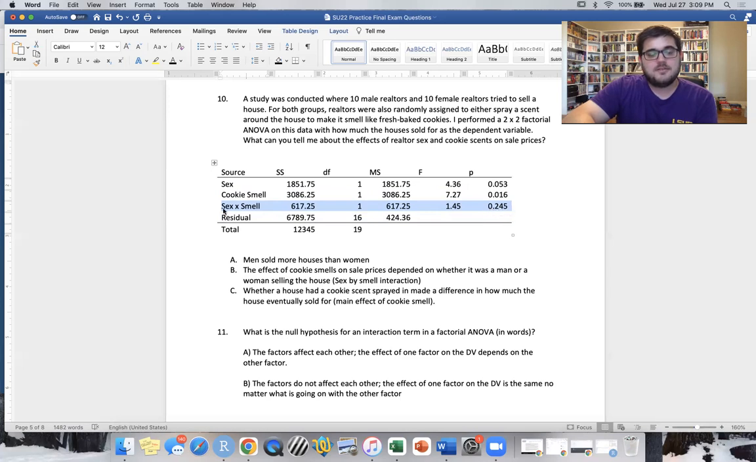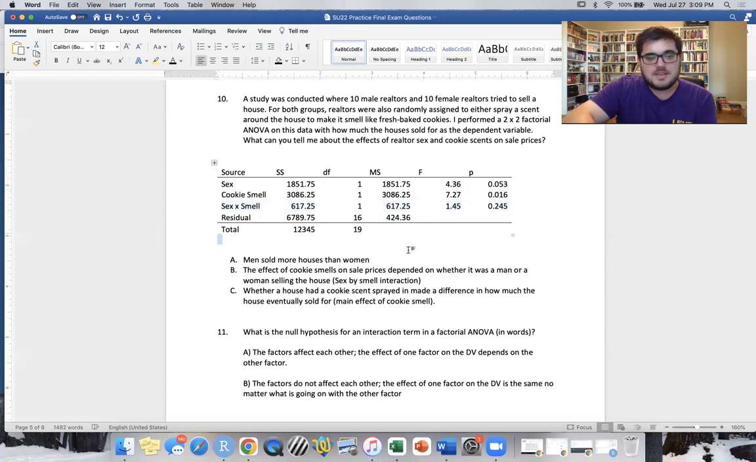0.245. If it were statistically significant, that would mean that the effect of realtor sex on the housing price depends on whether they had sprayed cookies or not. Equivalently, the effect of spraying cookies on your house and how that affected how much the house sold for depends on whether the realtor is male or female. That's what it would mean if it were statistically significant, but it's not.